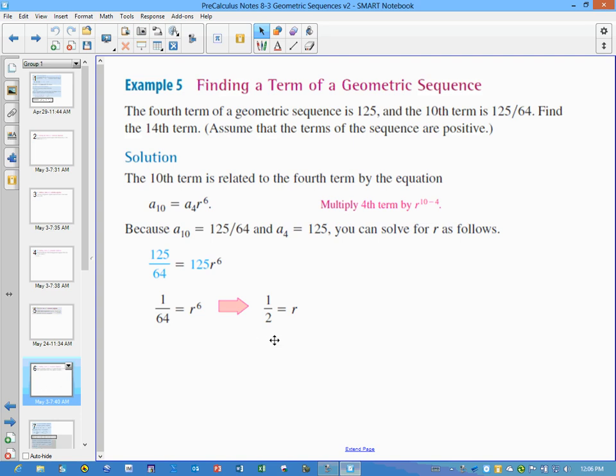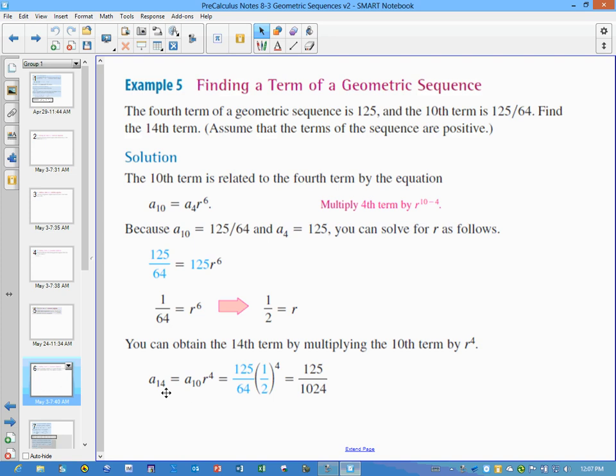Once I know that, then I can find the 14th term by simply taking a sub 14 would be a sub 10 times 4 more ratios. Or in other words, plugging in the numbers, I get 125 over 1024. I could also have done it by writing the general rule for the nth term and then plugging in 14 for n. Either way would have worked.